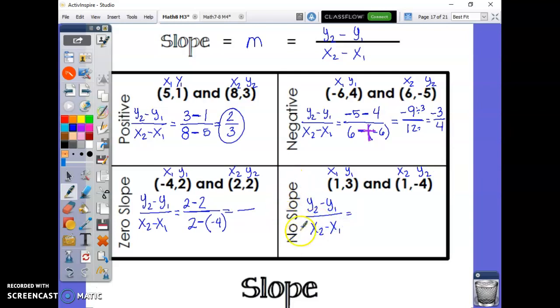If you look on the side, this one should be a no slope. That means you should end up with a 0 in the denominator, and this one is a 0 slope, so you should end up with a 0 in the numerator. Make sure you do the math. Set up your problem first and then do the math and check that you do end up with a no slope and a 0 slope for those two. I'll let you finish those two on your own.